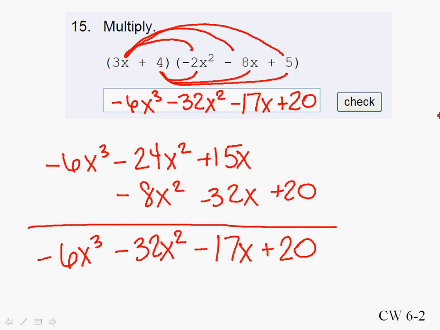Notice I used distribution, but then I set it up similar to the long multiplication, where I lined up my x cubes, my x squareds, my x's, and my constants. So I line them up based on their degree.